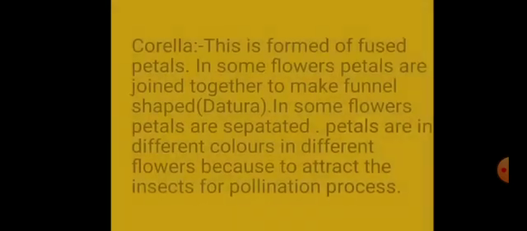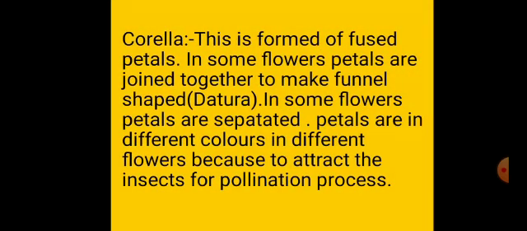In the second circle there are petals or corolla. This is formed of fused petals. In some flowers petals are joined together, and in some flowers they do not join together. In the datura flower, the white colored petals are joined together to make a funnel-like structure. In some flowers petals are separated.